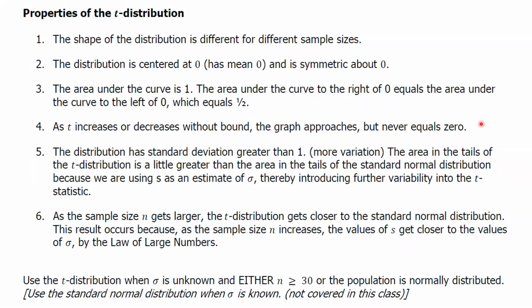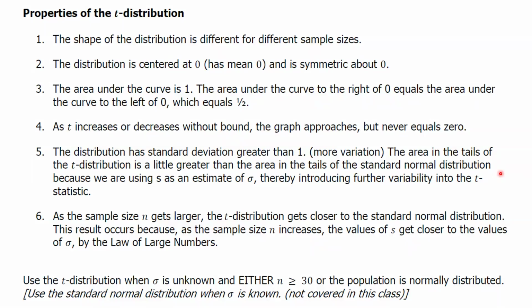Okay, the fourth property: as t increases or decreases without bound, the graph approaches but never equals 0. So that means the tails extend forever, just like in the normal distribution. Property 5: the distribution has standard deviation greater than 1, which means more variation.